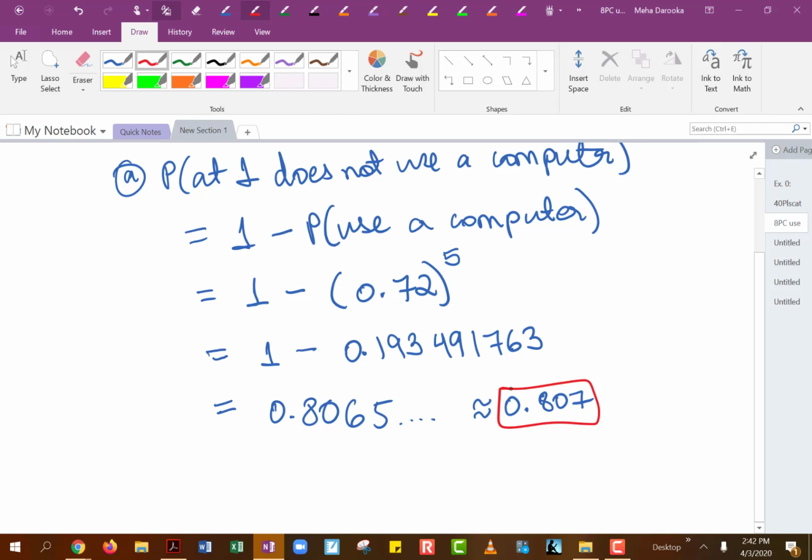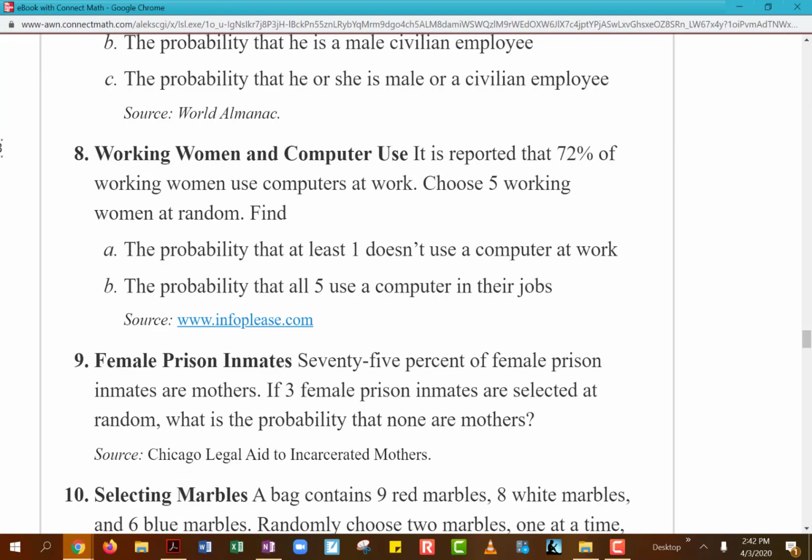I don't know why my computer is lagging a little right now. It was working fine before.